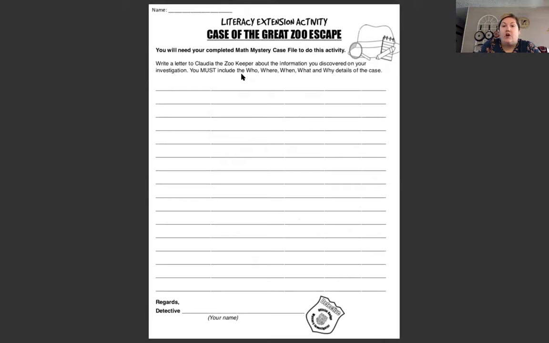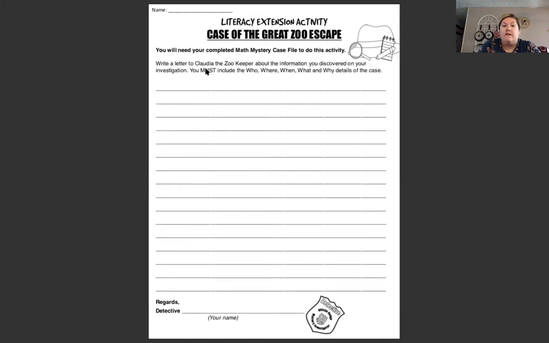Once you have finished all of your papers and you have filled in all of the boxes at the tops of your papers and you have all your answers, you have to write it down. It says, write a letter to Claudia the zookeeper about the information you discovered on your investigation. You must include who, where, when, what, and why. So the first one that we did, we said who was missing was the monkey. So your first sentence would be, the monkey is missing.